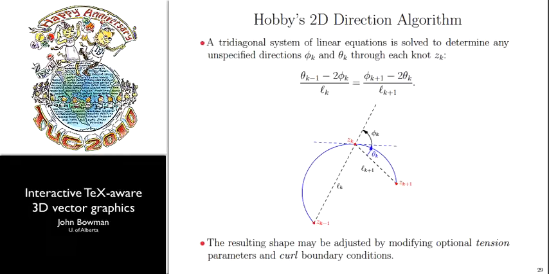But first of all, let me tell you a little bit about Hobby's 2D algorithm for picking the directions. So if you're given 3 points, z_{k-1}, z_k, and z_{k+1}, and you want to draw a nice smooth path there, you don't even know what the directions of the path should be at those nodes. You don't know the tangent lines. And so here is Hobby's prescription: the incoming angle, phi, relative to the straight line between the previous node and the current node, and the outgoing angle, theta, also measured relative to the straight line. It's basically a deviation of the curve from the straight line in terms of angle. They should be related by these equations here, where L_k and L_{k+1} are the lengths of these line segments. So that's basically what his formula boils down to. You can modify that formula by specifying optional tension parameters and curl boundary conditions, but this is the default.